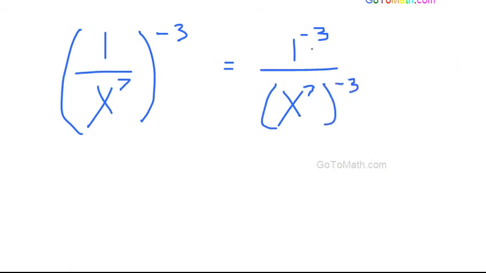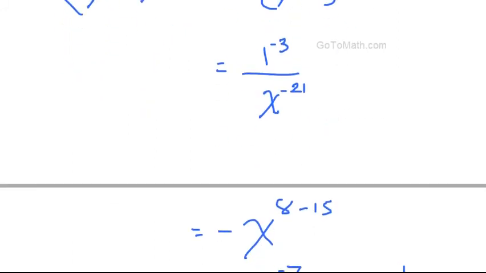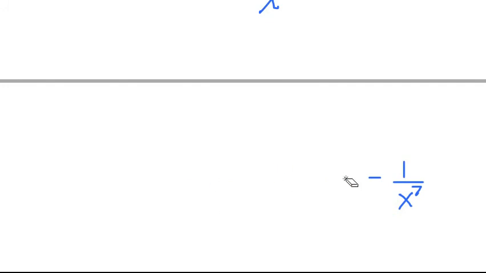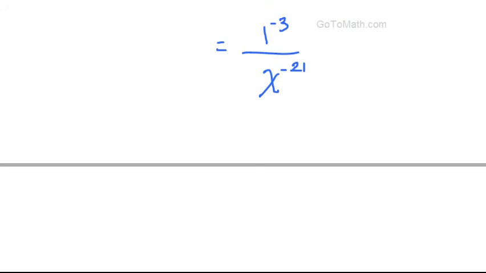So this is 1 over x to the 7th, and then 1 raised to the negative 3. We could put parentheses around that, I guess. What do we do with these exponents? I'm going to just have to rewrite this a couple times. We multiply exponents, so that becomes x to the negative 21. Now we want to write our final answer in positive exponents. That's what it's asking us to do.